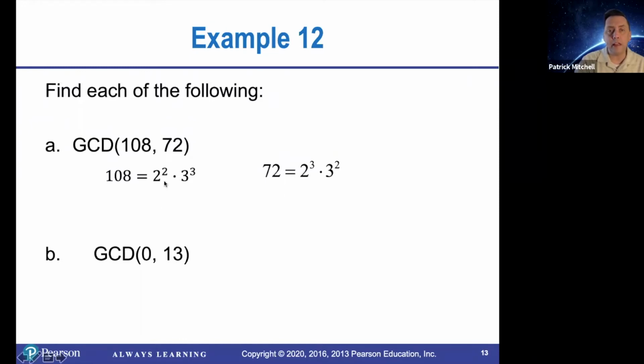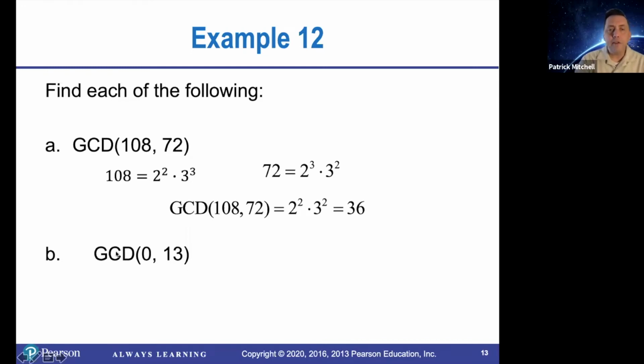So when we look at these, I see that the smallest power that 2 is raised to is the second power, and the smallest power that 3 is raised to is the second power. Therefore, the GCD of 108 and 72 is 2 to the second times 3 to the second, which is 36.